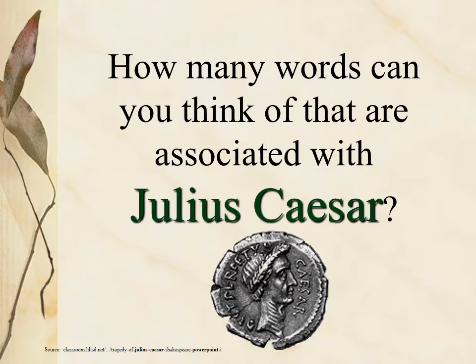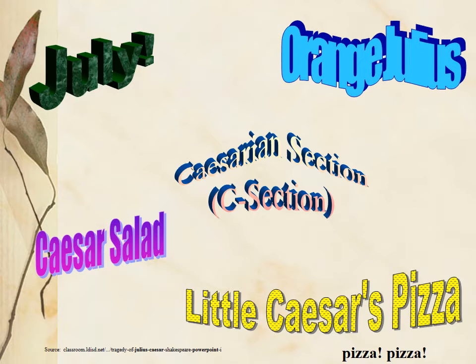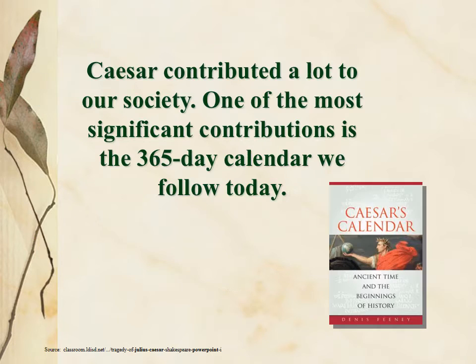So how many words can you think of that are associated with Julius Caesar? You may not realize he has quite an influence on Western history and literature. We get the word July from him, Orange Julius, one of my favorite places, Caesarean section, also commonly known as C-section, Caesar salad, and Little Caesar's pizza. So, Caesar contributed a lot to our society. As you can see, a lot of terminology we use still applies.